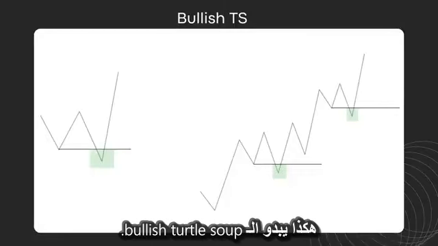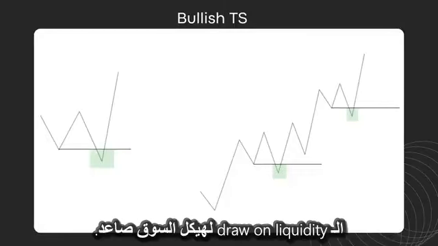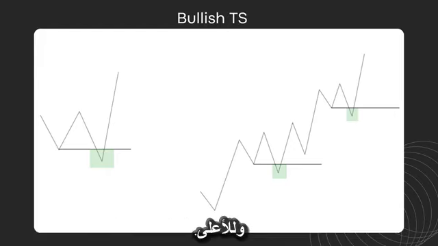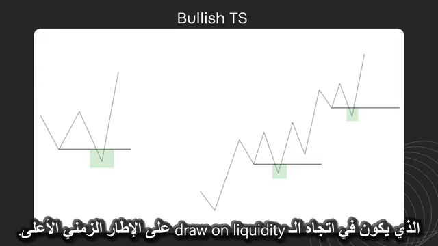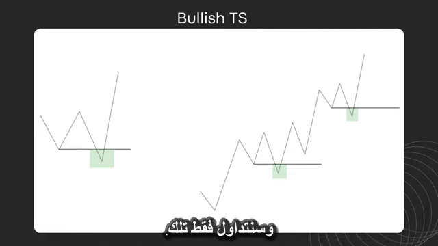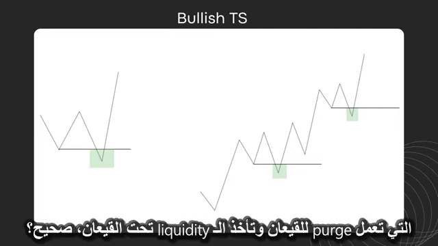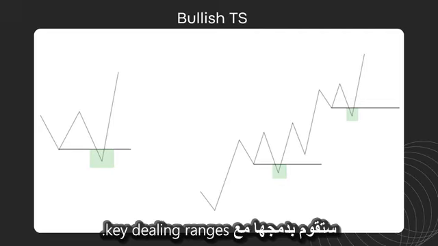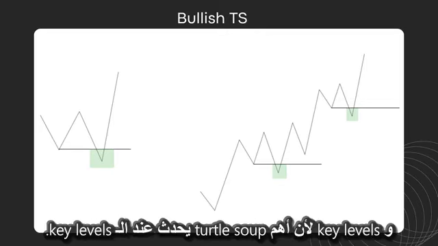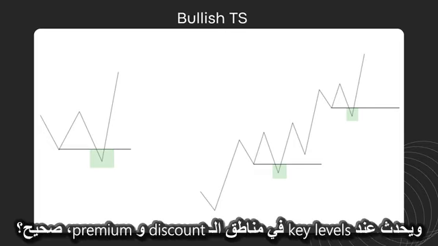Here is how a bullish turtle soup looks. The draw on liquidity of the market structure is bullish and higher, so we are only going to trade turtle soups which are in the direction of the higher time frame draw on liquidity, and we'll only be trading those turtle soups which purge lows and take out liquidity below lows, right? So right here you're going to match it with key dealing ranges and key levels, because the most important turtle soups occur at key levels, at discount and premium key levels, right?